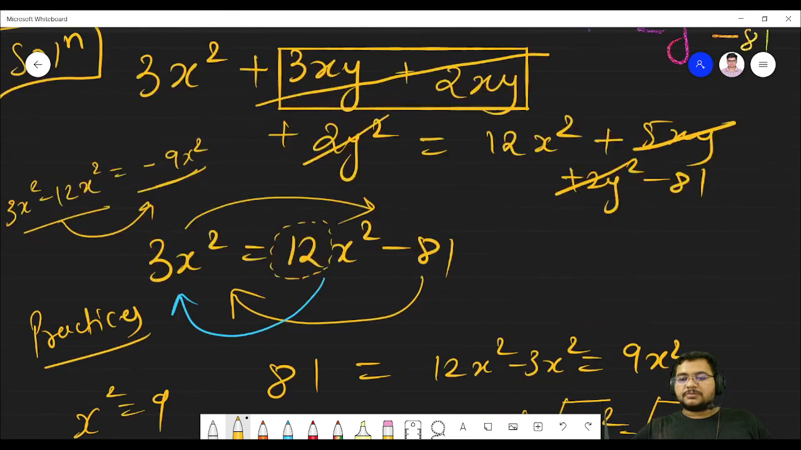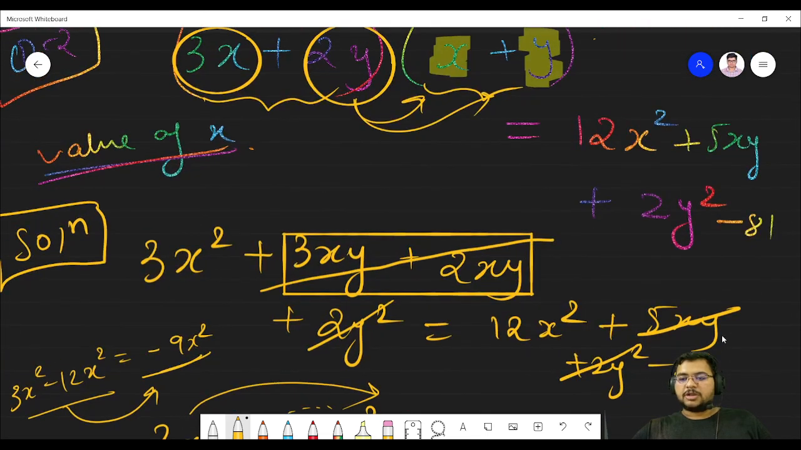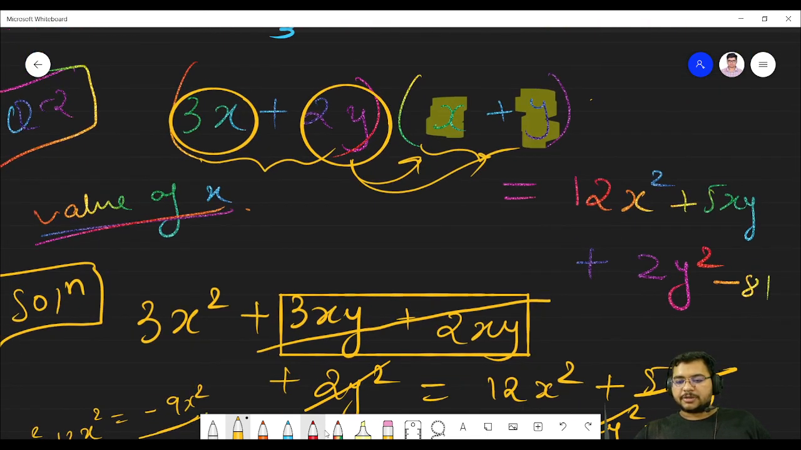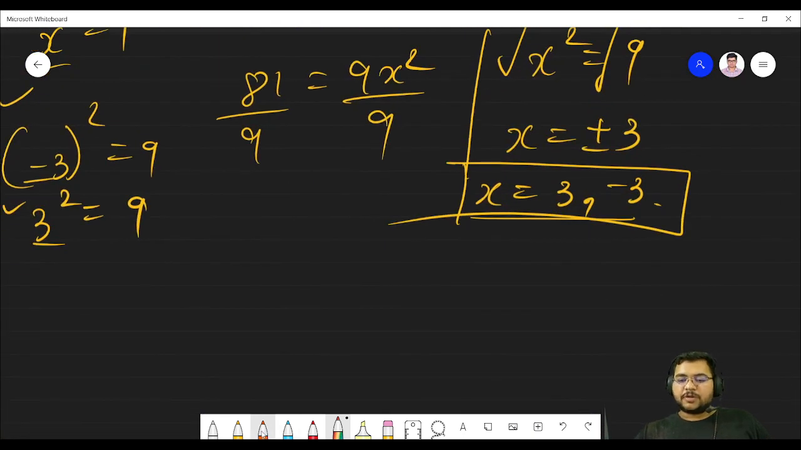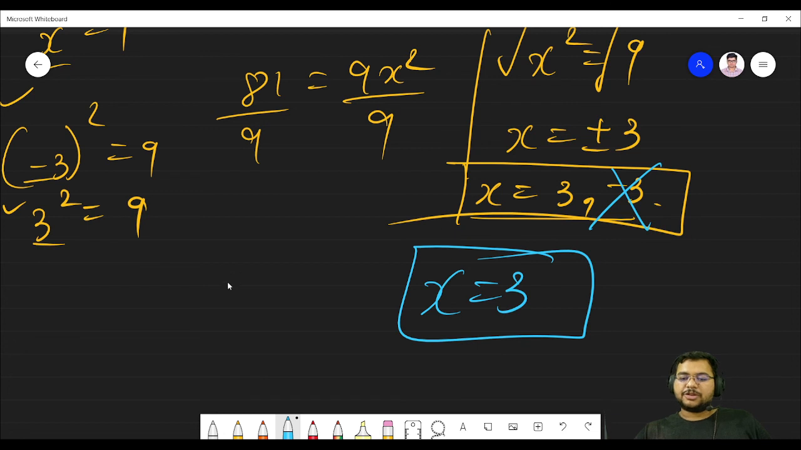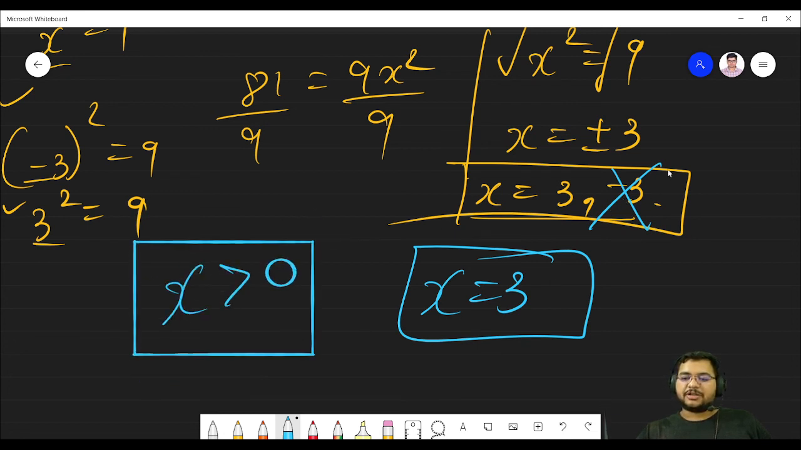If I write in the question that x is greater than 0, telling us that x will always be positive, then we have to ignore this answer, meaning we cannot select it, and our final answer will be x equals 3. Why? Because it is already given in the question that x is greater than 0, so we can't select negative 3, or else it will contradict the conditions given in the question.